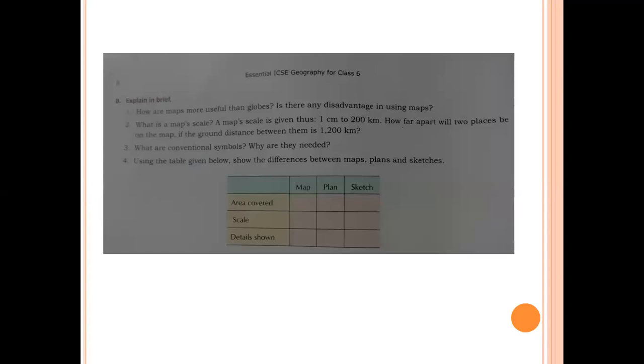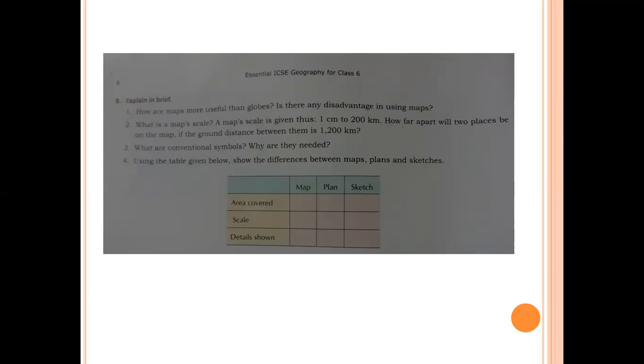Part B of exercises is explain in brief. There are 4 questions in total and all the questions are given from the topics that we have covered so far. First is, how are maps more useful than globes? Is there any disadvantage in using maps?